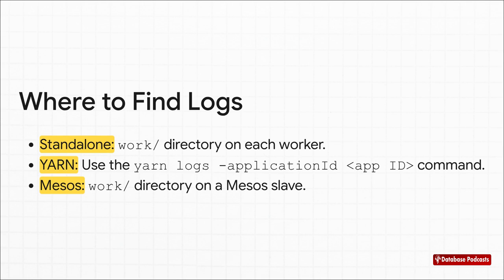It all depends on your cluster manager. On a simple standalone cluster, you can just look in the work directory on your nodes. If you're using YARN, the yarn logs command is your best friend. The key, no matter what, is to scan these files for the words error or exception. That'll usually point you right to the root of the problem.